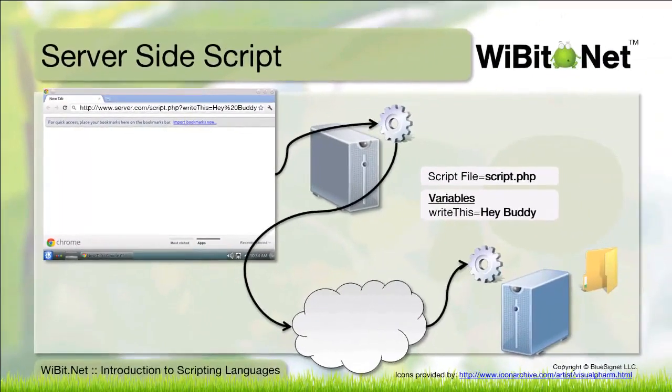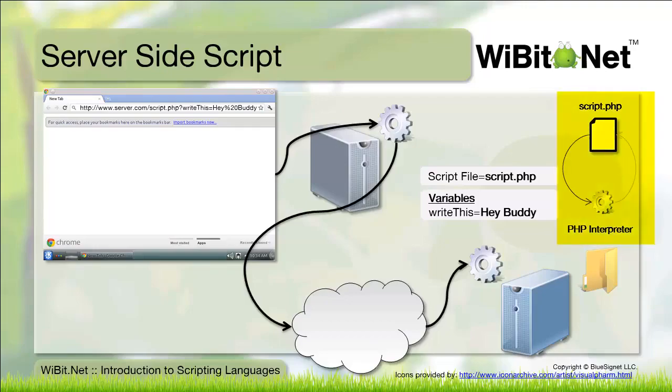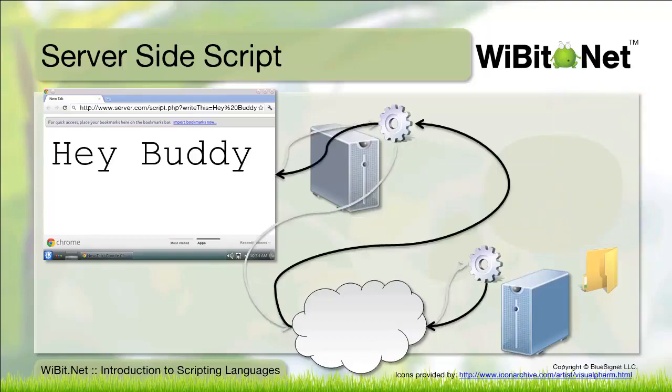Now we're asking a PHP script a question. We're asking this script, can we have something based on this variable? Write this, hey buddy. The interpreter then goes through the script.php, runs line by line. It says, if write this equals hey buddy, do something. What is that something? It writes, hey buddy, sends it back to the browser, and bam, there you have your custom experience of hey buddy.